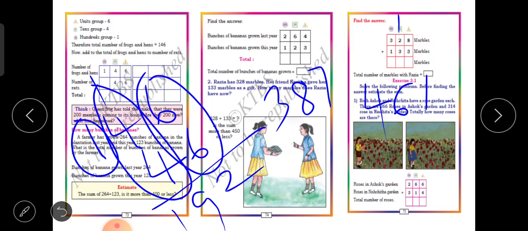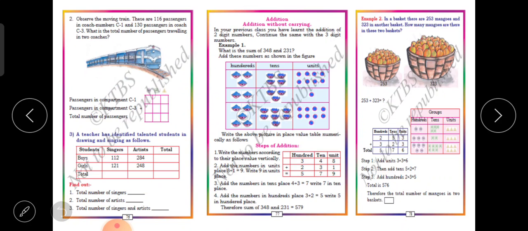See, for example, see here what they have given. Roses in Ashoka's garden and roses in Nishita's garden. Okay, 266 plus 314. So how much is the answer? 6 plus 4, 10. Carry 1. 6 plus 1, 7, 8. And 2 plus 3, 5. Okay, so next we are moving on to the train.